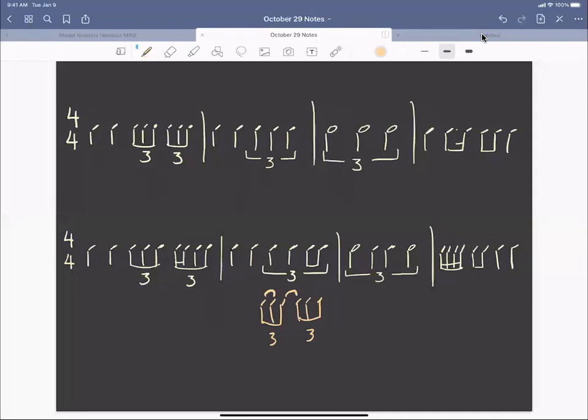So can we try that? Can we just do measure 2 by itself? Let's just try it as written. Measure 2, 3 and 4. Ta, ta, ta, ta, ta, ta. Again, 3 and 4. Ta, ta, ta, ta, ta, ta.